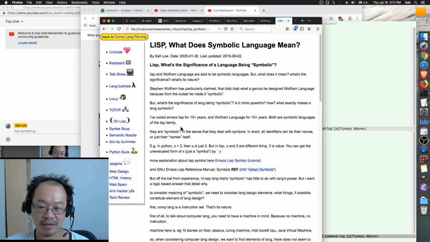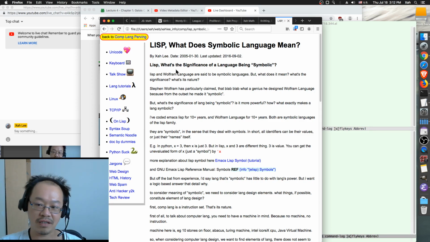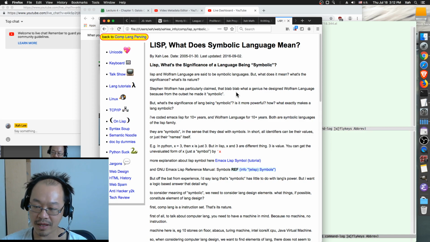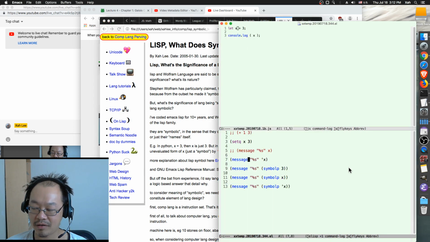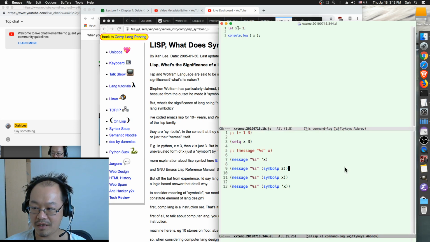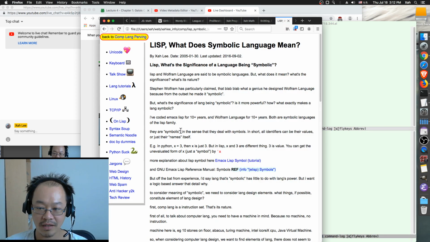This is interesting because I was a Mathematica programmer for about 15 years, from 1992 to about 2005. I haven't coded Mathematica for about 10 years, but I was a heavy Mathematica coder, and I am also a Lisp coder, especially Emacs Lisp. So you have these languages with symbols, but what is the significance? That's an interesting question.